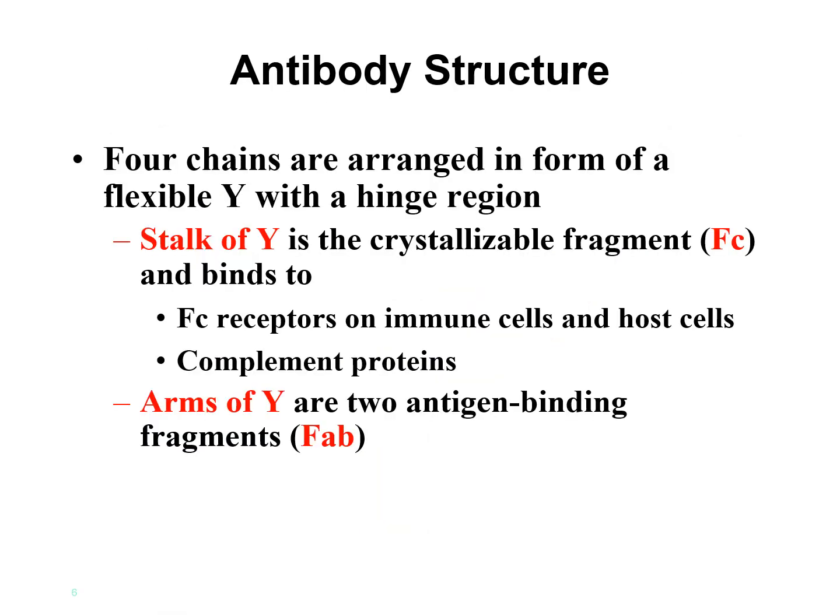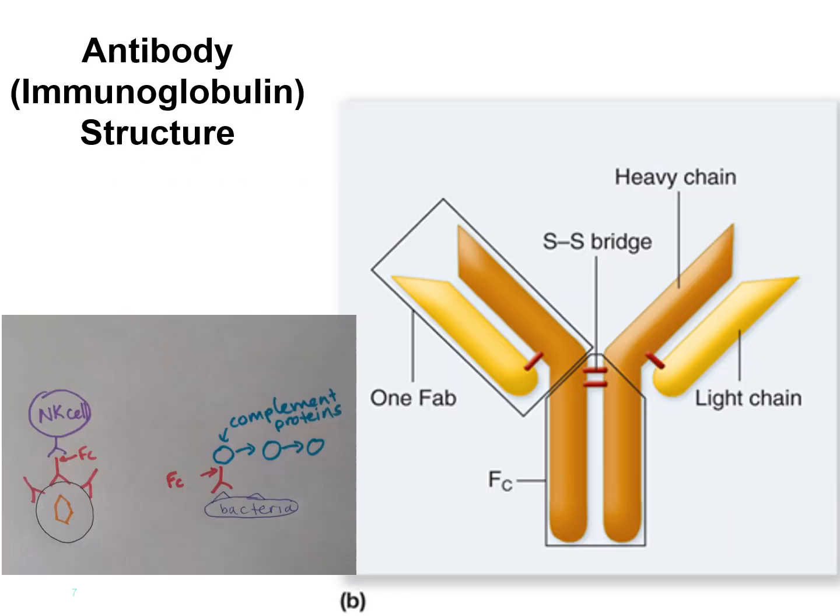So a couple of other terms for antibody structure. The stalk of the Y is also called the Fc fragment or crystallizable fragment. And then the arms of the Y are called the antigen binding fragments or Fab fragments. So here's the Fab fragments. So they're on the ends of the Y here. That's what's going to bind to the antigen.